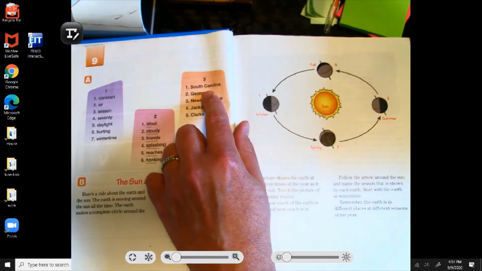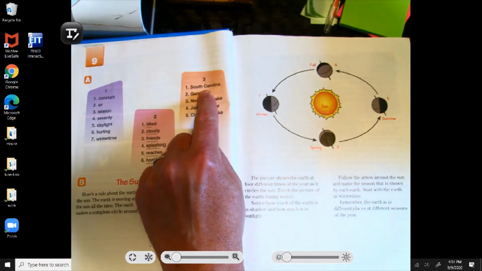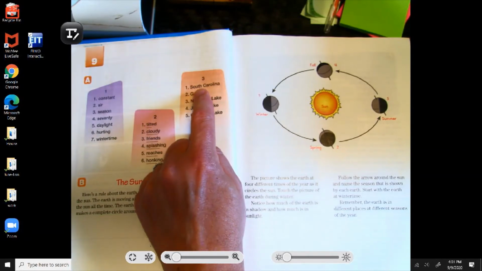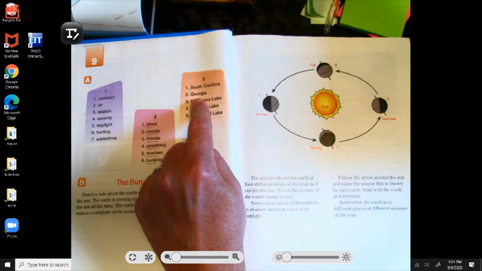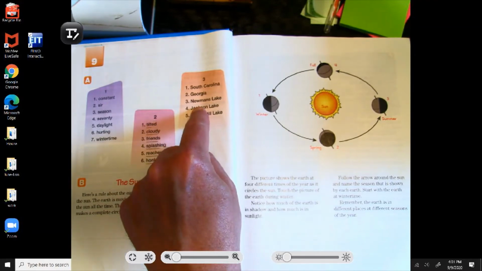All the words in column 3 name places. Number 1 is South Carolina. What place? Good. Place 2 is Georgia. What place? Excellent. Scholars, South Carolina and Georgia are 2 more states in the United States, like Kentucky and Michigan that we talked about earlier. Minnesota, the state we live in. Place number 3 is Newman's Lake. What place? Great.